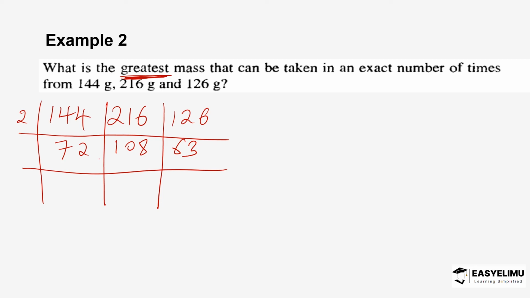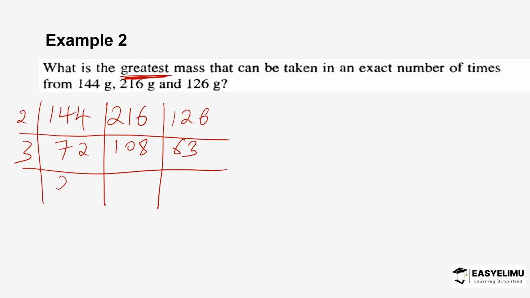So can you try 3? This number 72, how do you know whether it's divisible by 3 or not? You simply sum up the digits. So 7 plus 2 is 9, and 9 is divisible by 3. So that means 72 is divisible by 3. Again, here, 1 plus 0 is 1, and 1 plus 8 is 9, and 9 is divisible by 3. So the number 108 is divisible by 3. Again, 63. So 6 plus 3 is 9. 9 is divisible by 3. So the number 63 is divisible by 3.